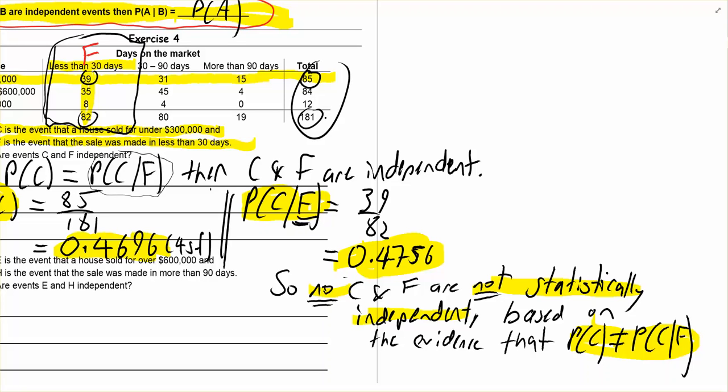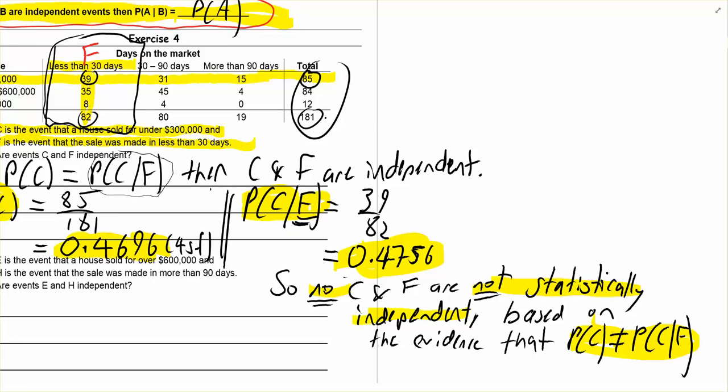It's probably not something that I'd read into. A difference as small as that, 46.96% to 47.56%, a difference that small could just be due to the sample of houses we happen to get. And if we took another sample, it might be the other way around. So actually, in practice, we wouldn't draw any conclusions from that difference.